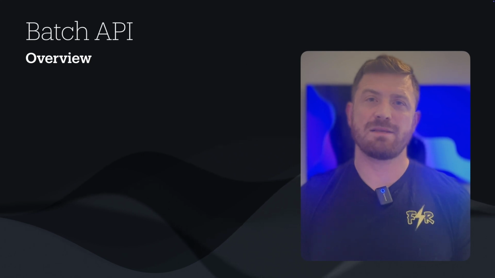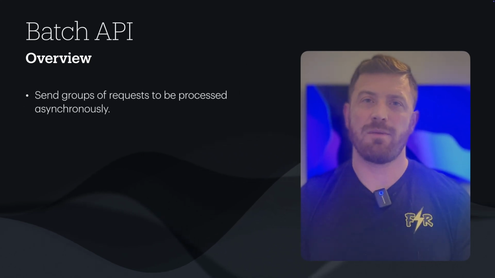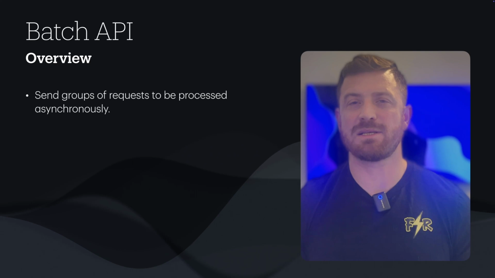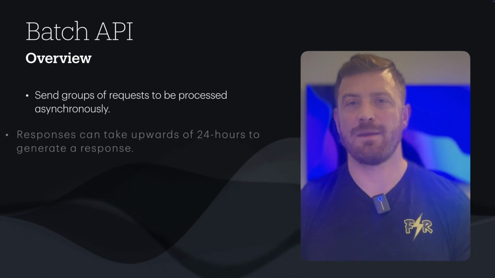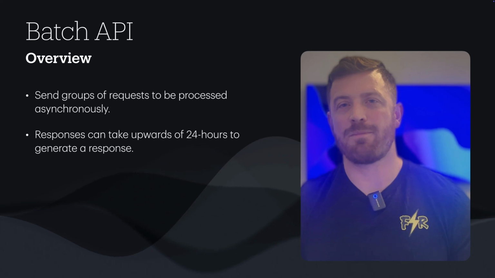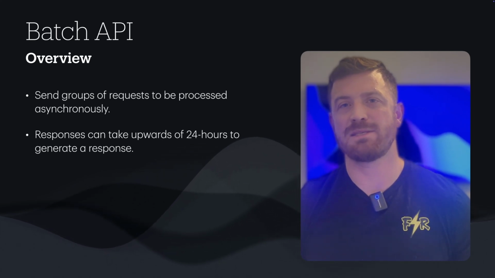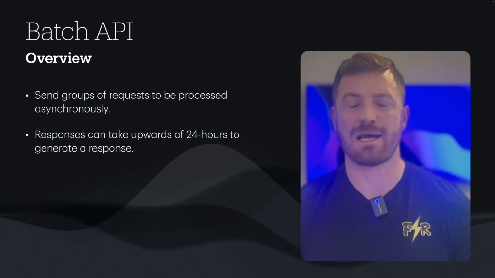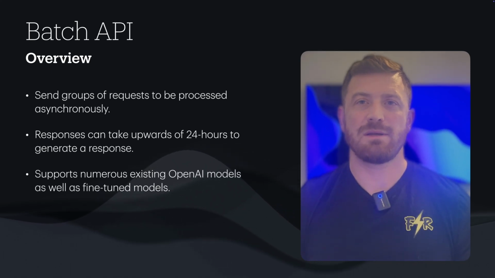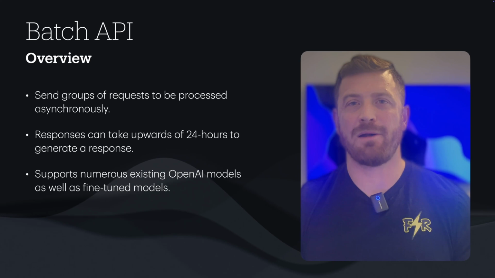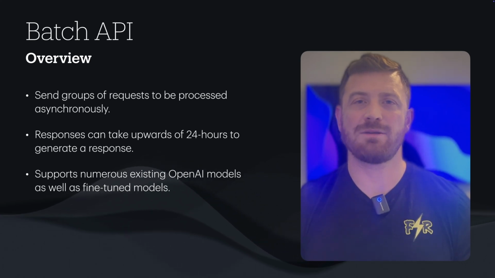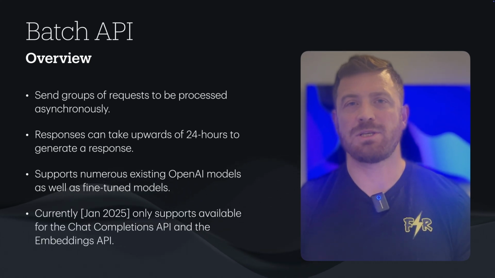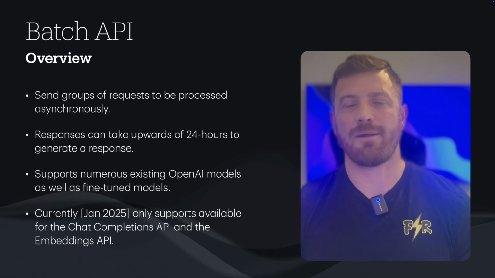So, what is the Batch API exactly? Well, the Batch API allows you to send upwards of 50,000 OpenAI requests to be processed by OpenAI asynchronously. These batch jobs can take upwards of 24 hours to complete, and this is mostly determined based on the size of your batch job and how busy OpenAI is at any given time. It supports numerous of the existing OpenAI models, as well as any fine-tuned models you have created. Unfortunately, right now, it only supports the chat completions API and the embeddings API.